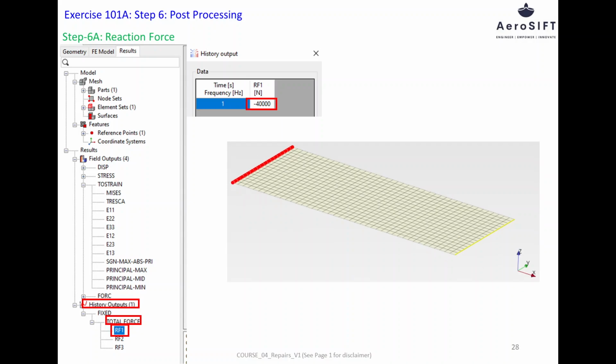The graphical display reinforces this by showing the highlighted constrained region in red. This kind of verification is essential in finite element analysis to catch mistakes in boundary conditions or load application before proceeding with interpretation of results like stress and strain.